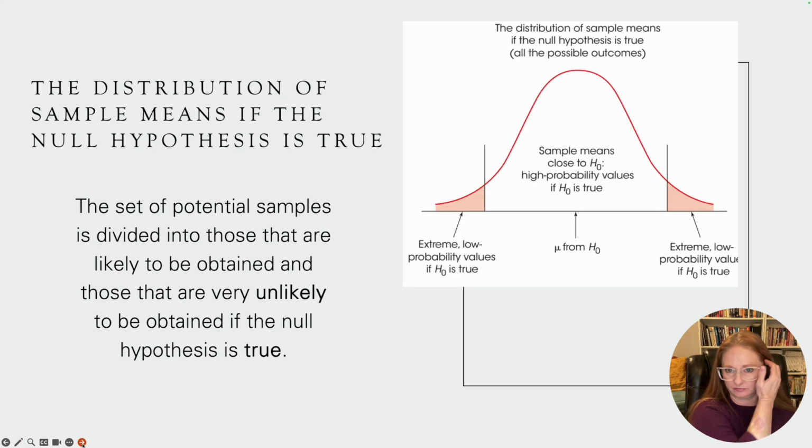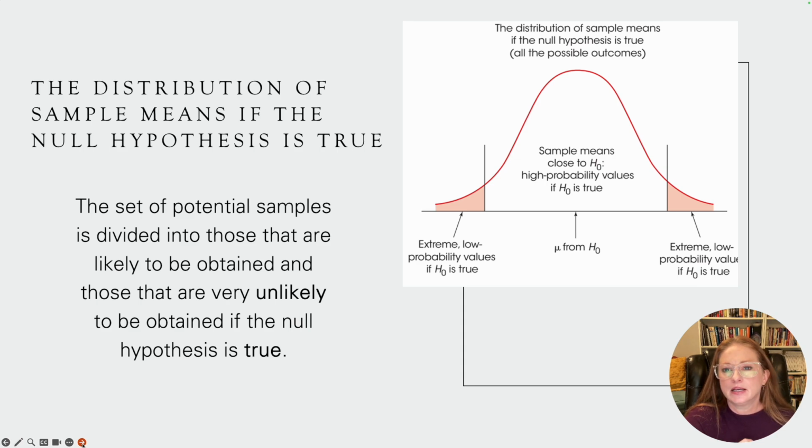Okay. So this is what it looks like graphically, right? So the bulk of the data, that 95% middle, if my alpha level is 0.05, the extreme scores right there on the two sides, that's what's shaded in. Okay. So the set of potential samples is divided in those that are likely to be obtained and those that are very unlikely to be obtained if that null hypothesis is true.